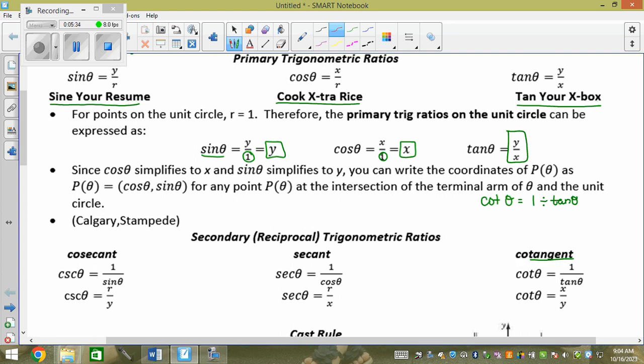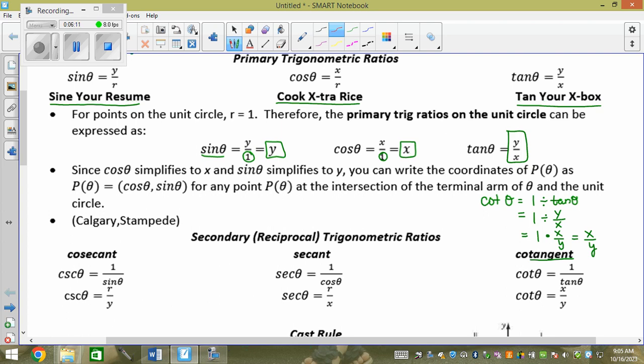We agree? Well, tan we know is y over x. So now we're going to divide by y over x. And when we divide by a fraction, what do we actually do? Multiply by its reciprocal. So you actually just get x over y. So the secondary trig ratios are just the reciprocal of the primaries. So if tan is y over x, cotan is x over y. They just flip. So these are answers that flip. Angles don't flip, answers flip.